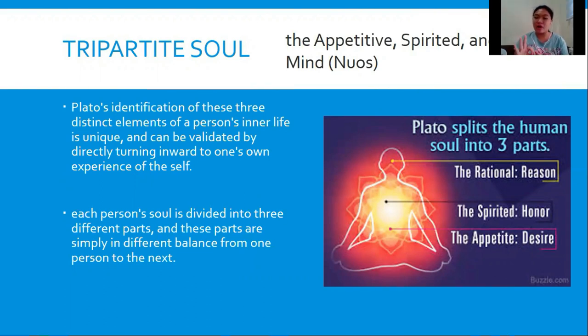So there are three parts of the human soul, according to Plato. We have the appetitive, the spirited, and the mind, or the nous. So let's try to find out what these different souls are. Plato's identification of three distinct elements of a person's inner life is unique and can be validated by directly turning inward to one's own experience, to the self.